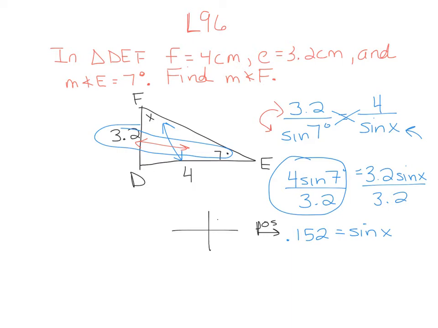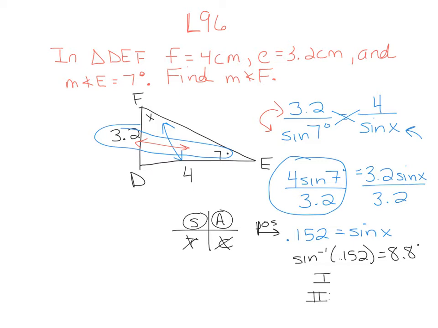So we could have answers in the first and second quadrant where sine is positive. So I'm going to do sine inverse of 0.152 to solve this, and that's going to give me an answer of 8.8 degrees. So I have answers in quadrants 1 and 2. Quadrant 1 is 8.8. Here in quadrant 2, 180 minus 8.8, I'll write that down, would give me 172.2.